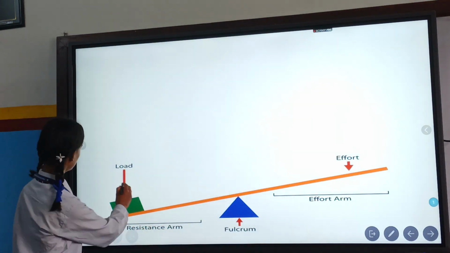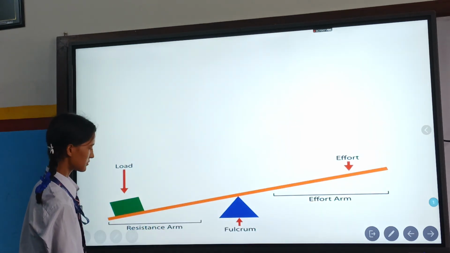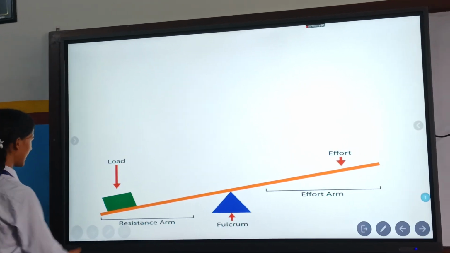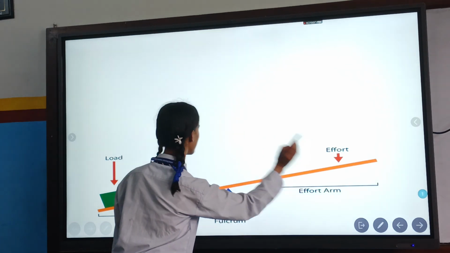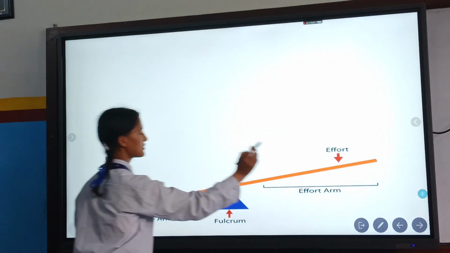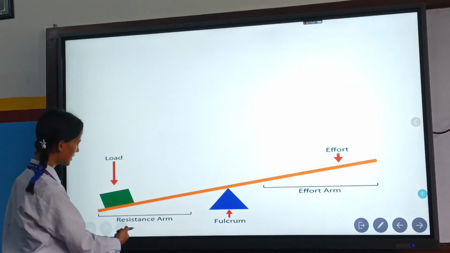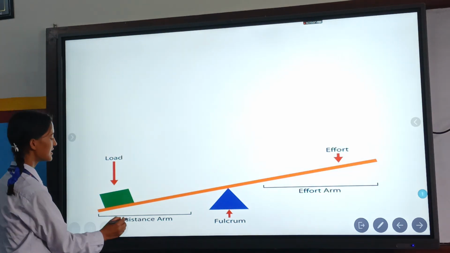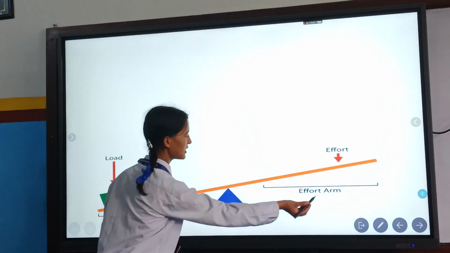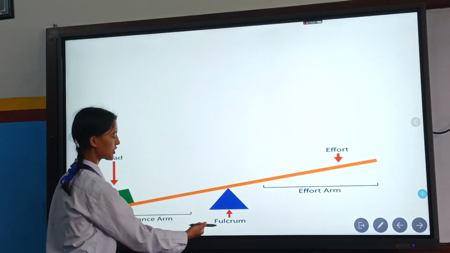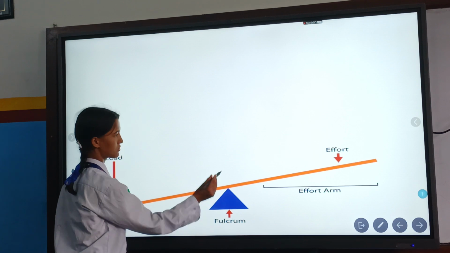As you can see, a figure of mechanical advantage. Here is the load and here is the effort. If here is the load, then here may be the effort, but here is the load, so that's why at the end there will be effort. You can see here it is resistance. R means load distance, and effort distance. And for support, there is an object which is called the fulcrum also.